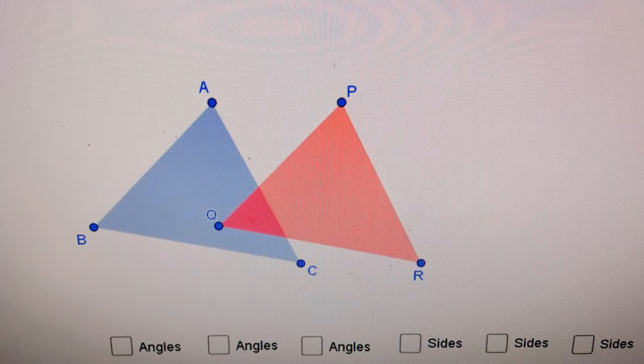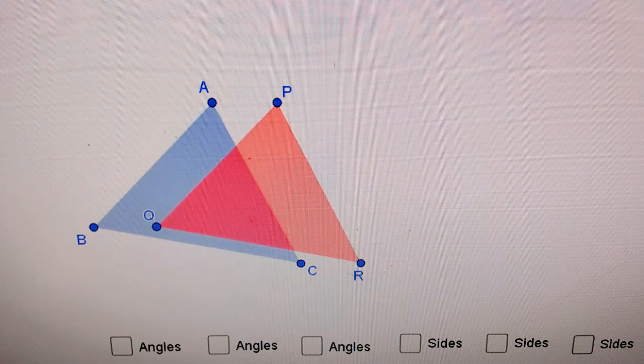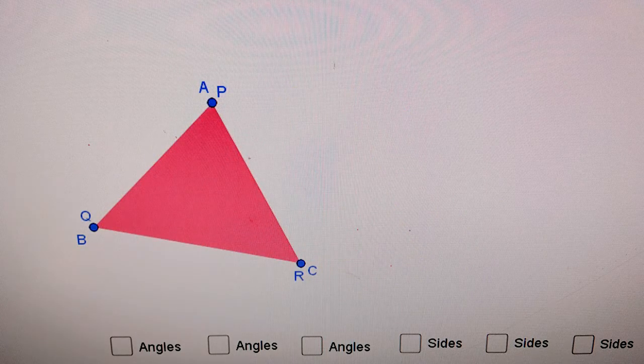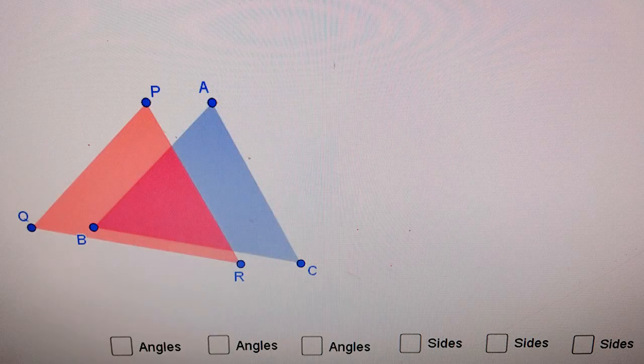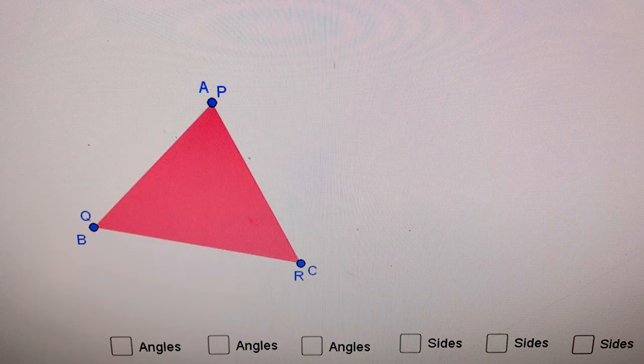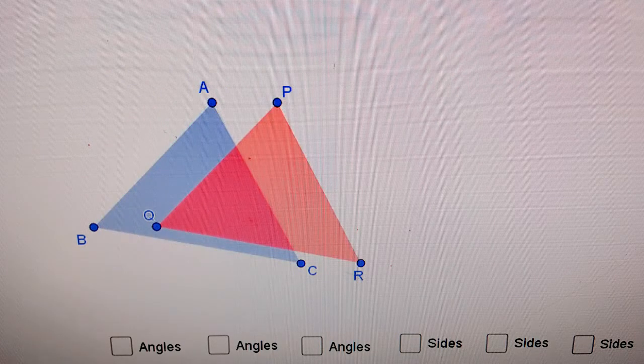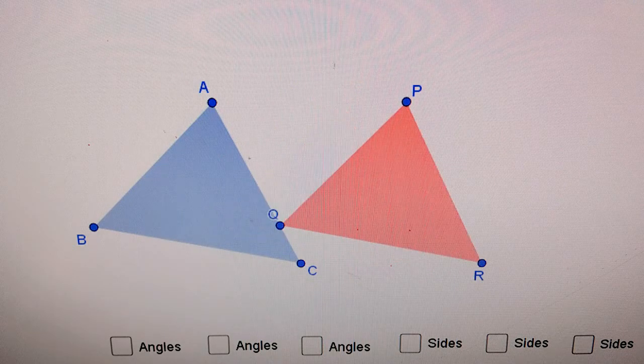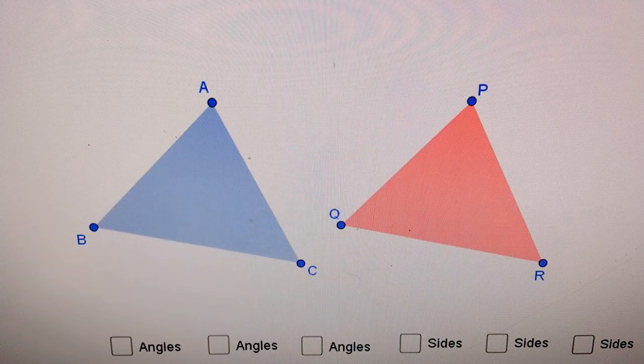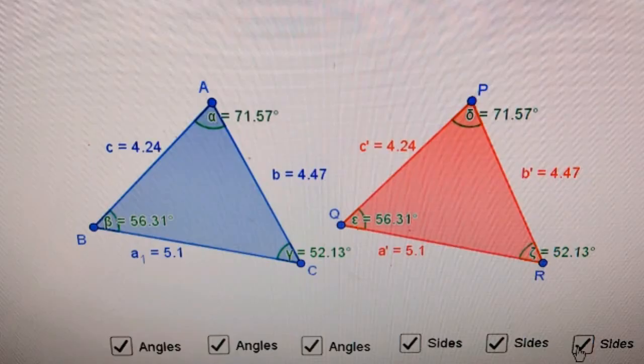Triangle ABC and triangle PQR, both triangles coincide with each other. That means all their corresponding elements are congruent and they have equal measures. Such triangles are said to be congruent triangles, and when two triangles are congruent, then their six elements are congruent. Now watch which elements are congruent here.